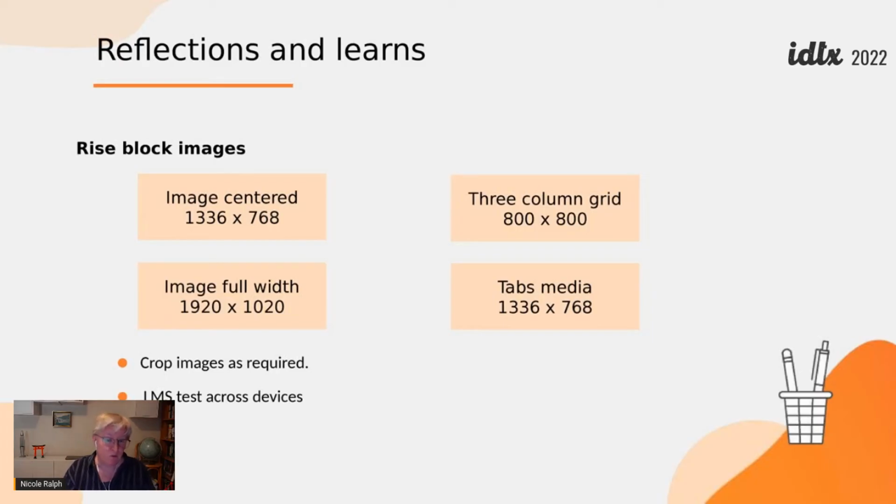So some reflections and learns, as promised. Here written on screen are the image sizes, height and width, that I used throughout the course. The image centered, the full width was 1920 by 1020, the 3-column grid, and in tab interactive, the media that you saw just below each tab interactive, again, that was 1336 by 768. And I cropped the images as required.